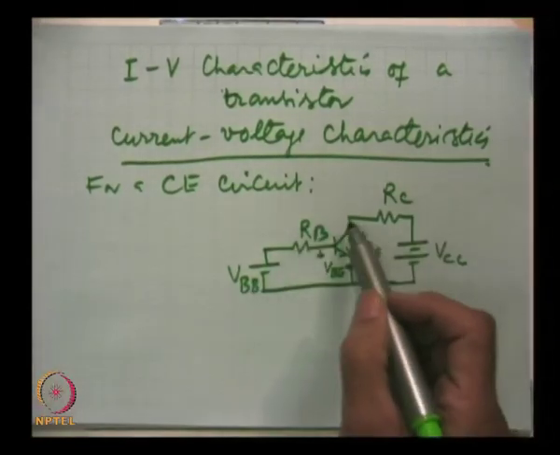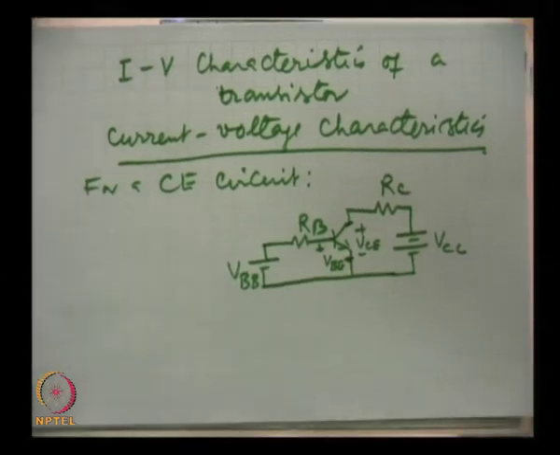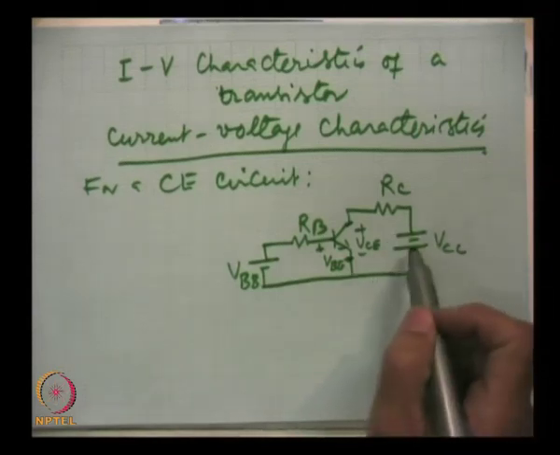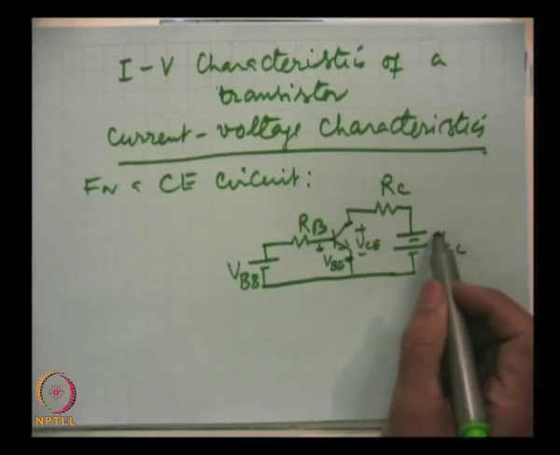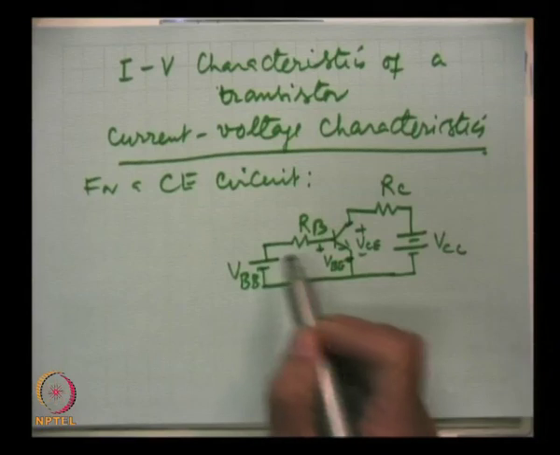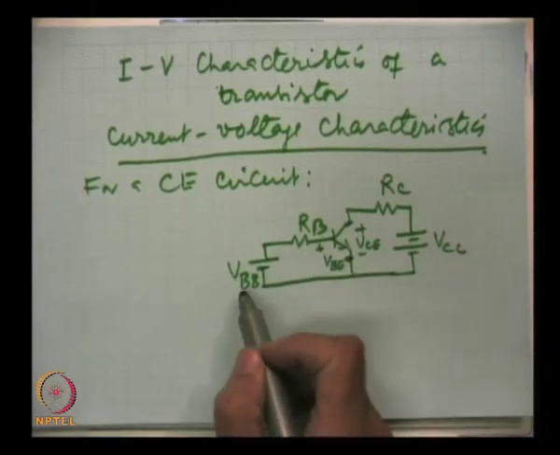This is a simple circuit to measure the current voltage characteristics of a transistor in common emitter circuit. Here now we should get familiar with the terminology which is used. The collector battery is represented by VCC, the base emitter battery is represented by VBB.